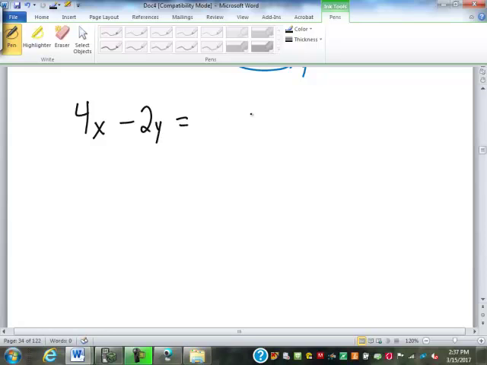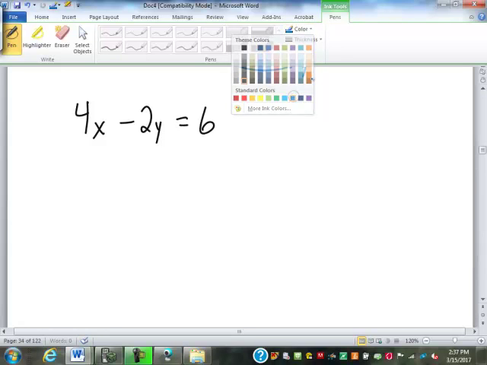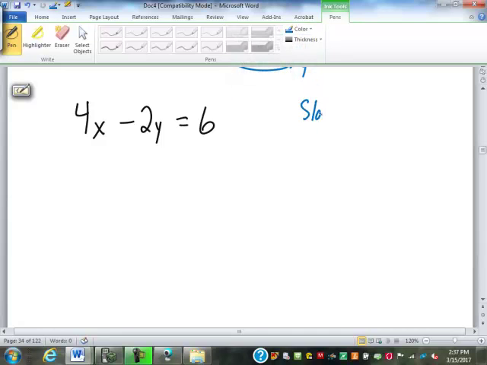So 4x minus 2y equals 6. I want you guys to find for me the slope and y-intercept if you want. I'll give you a minute in your notes to find those.